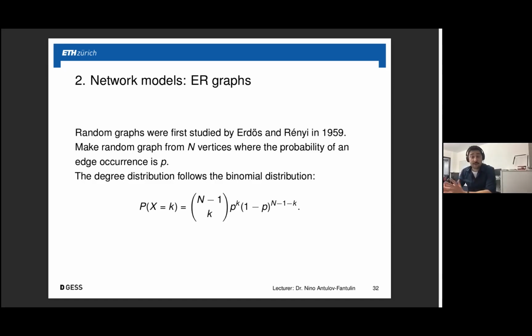So essentially, this is a binomial distribution that looks similar to Gaussian-like, or it can be approximated with Poissonian also, under certain constraints, and this type of networks are also called the Erdős–Rényi network.